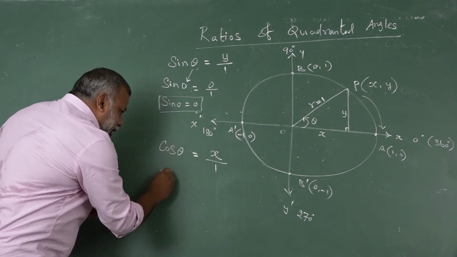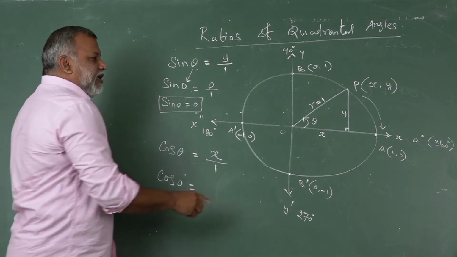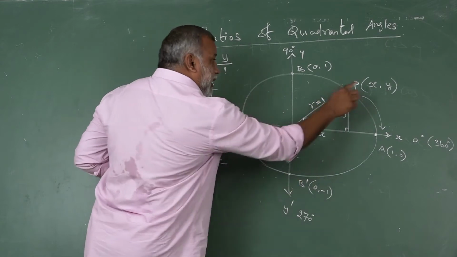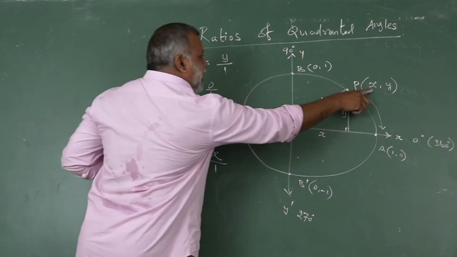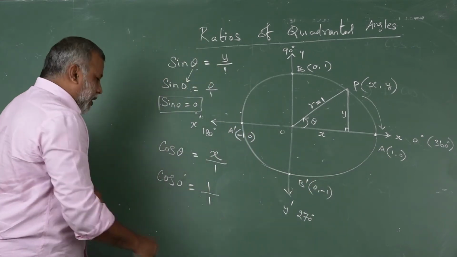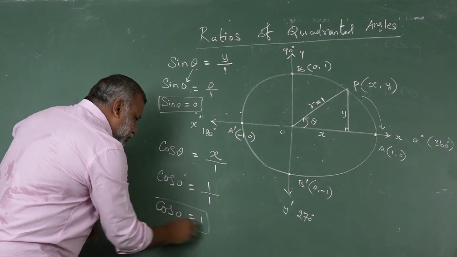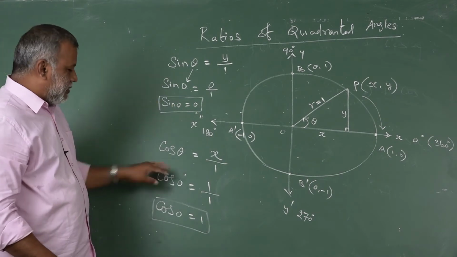Now I want to replace theta as 0 in cos theta. If theta becomes 0, then the point P coincides with A. That means this x comma y becomes 1 comma 0. So x is replaced by 1 divided by already 1. Therefore cos 0 equal to 1. So we are using cos 0 as 1, sin 0 as 0.